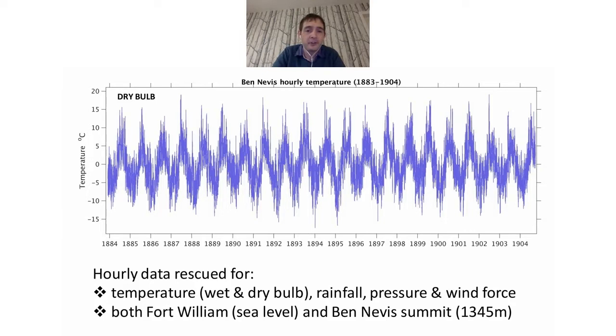And you obviously can see the annual cycle and the extremes, the ups and downs of the temperature that they had to experience. So we have similar data for rainfall, for the windiness at both sea level in Fort William and the Ben Nevis summit, which is open access for anyone to use and analyze however they want to.